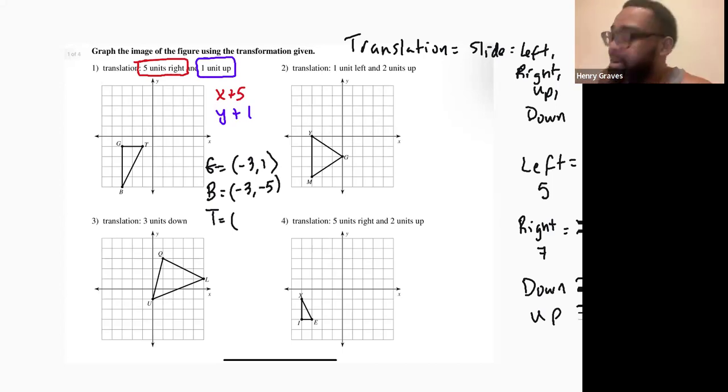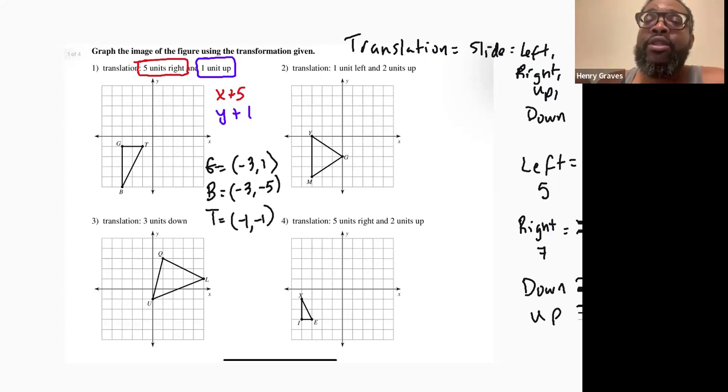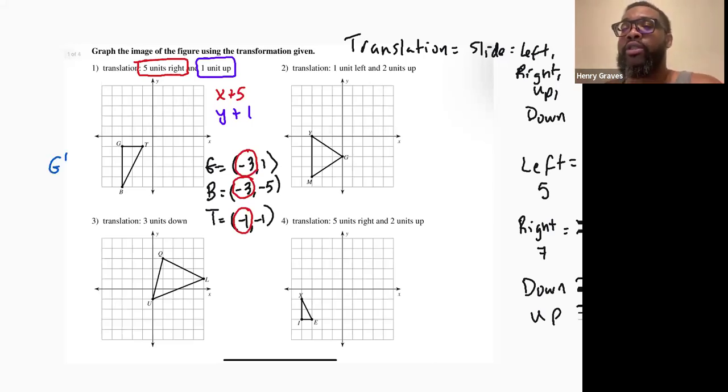So I'm going to now apply my transformation. To do that, I'm going to circle the numbers I'm applying. So all my X numbers I'm going to circle in red, right? So I'm going to have a new set of ordered pairs, new G, new B, and new T. For those numbers I circled in red, I'm going to add 5 to it because my transformational rule is +5.